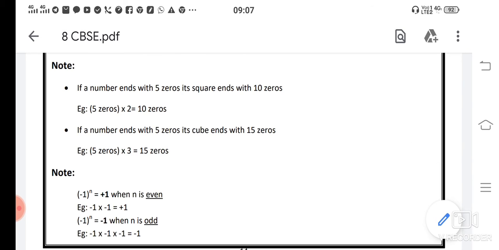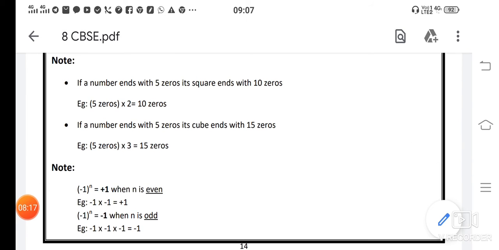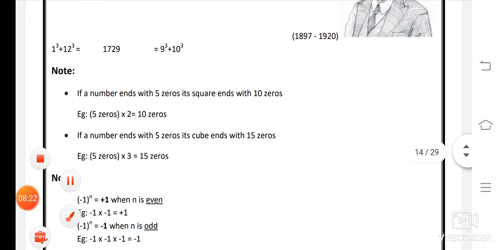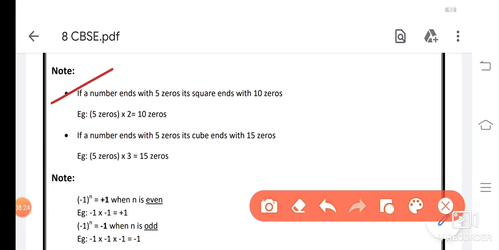Next, here is one note. If a number ends with 5 zeros, its square ends with 10 zeros. 5 zeros are here, into square means 2, 5 twos are 10 zeros. If a number ends with 5 zeros, its cube ends with 15 zeros. So 5 zeros into 3, 5 threes are 15 zeros.